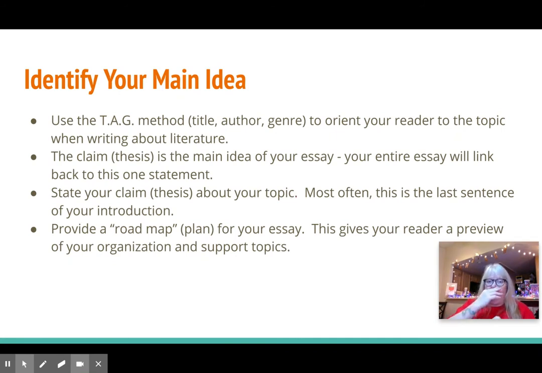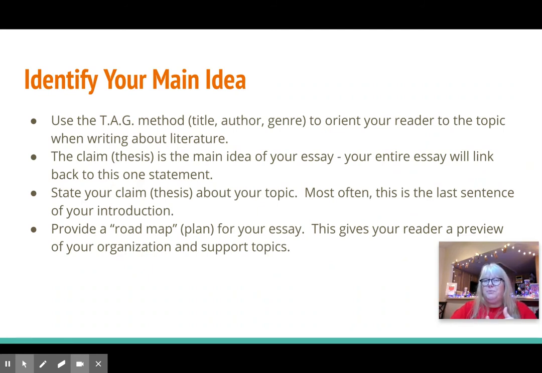All right, so the claim. This is the main idea of your essay. So your thesis statement, which we're also calling a claim. Don't forget to tag it. By tag, I mean include the title, author, and genre to let your reader know what you're talking about. It's the main idea. Every single thing you say in that essay has to have something to do with this one sentence, this claim, okay? So state this thesis about your topic as usually the last sentence of your introduction, okay?